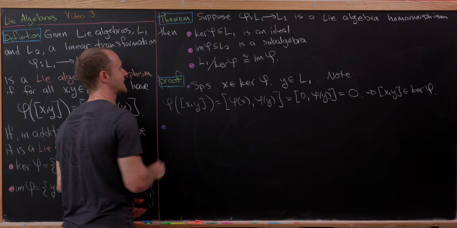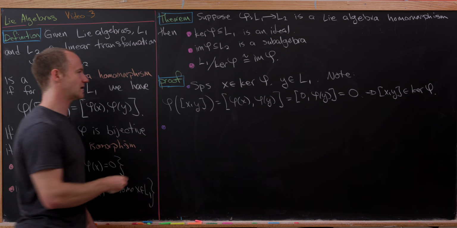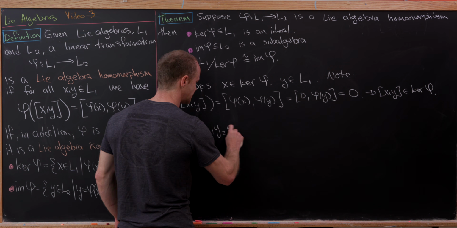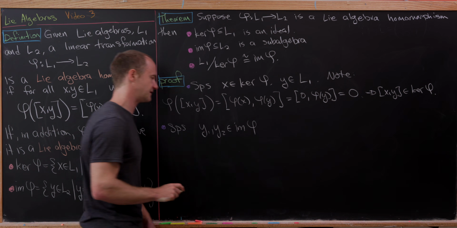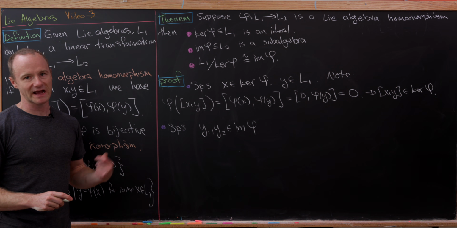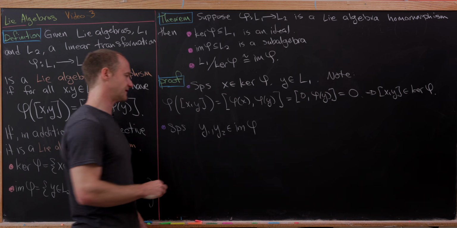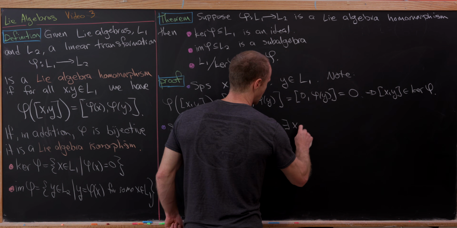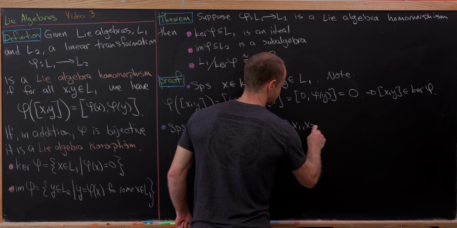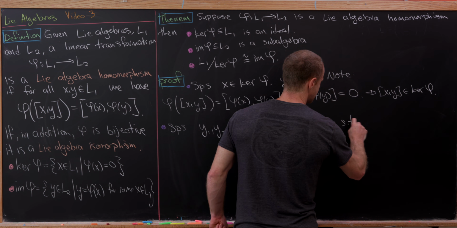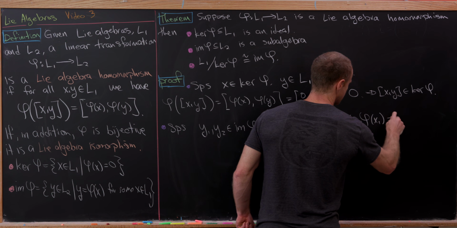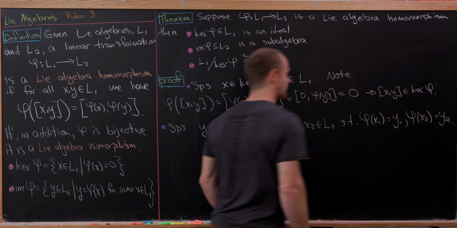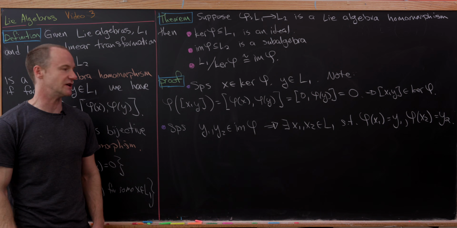So now let's look at the second dot, that the image is a subalgebra. Let's suppose that y1 and y2 are inside of the image of phi. And what we want is bracket y1, y2 to be inside of the image of phi. But what does it mean to be inside of the image? This means there exist x1 and x2 inside of L1 such that phi of x1 equals y1 and phi of x2 equals y2. Again, that's exactly what it means to be inside of the image.